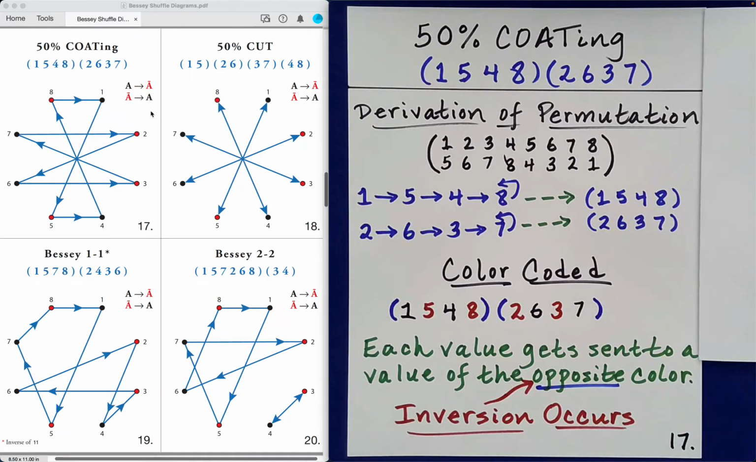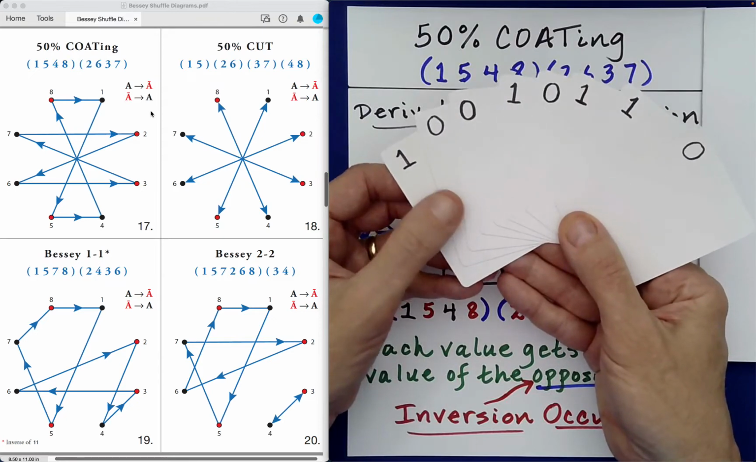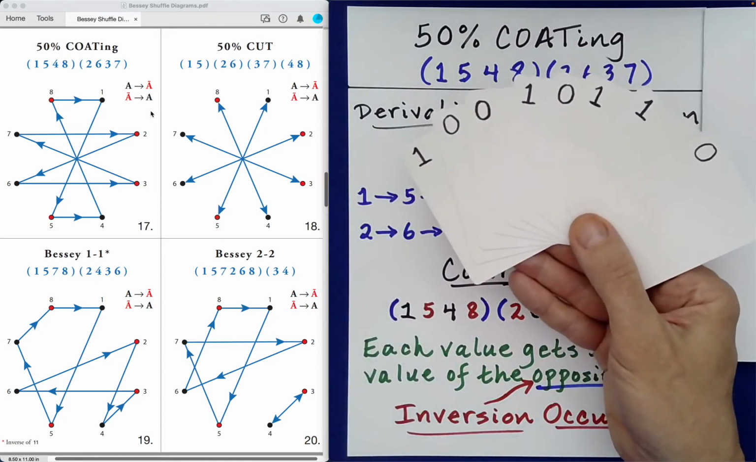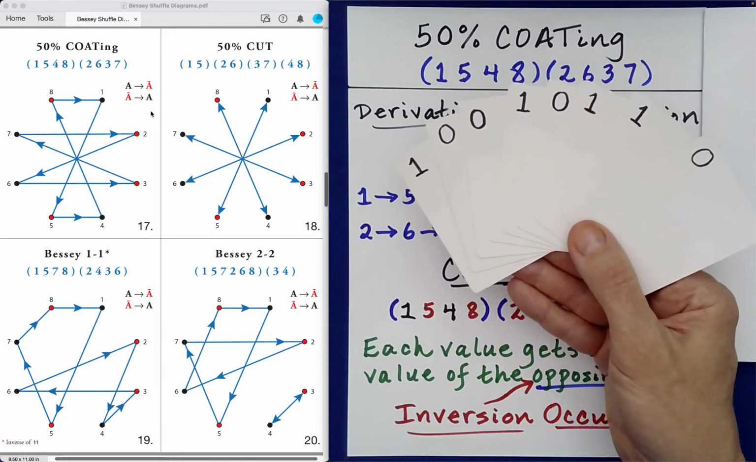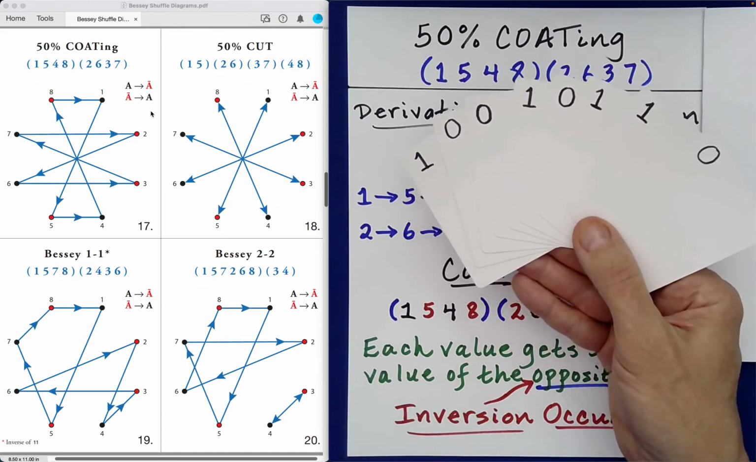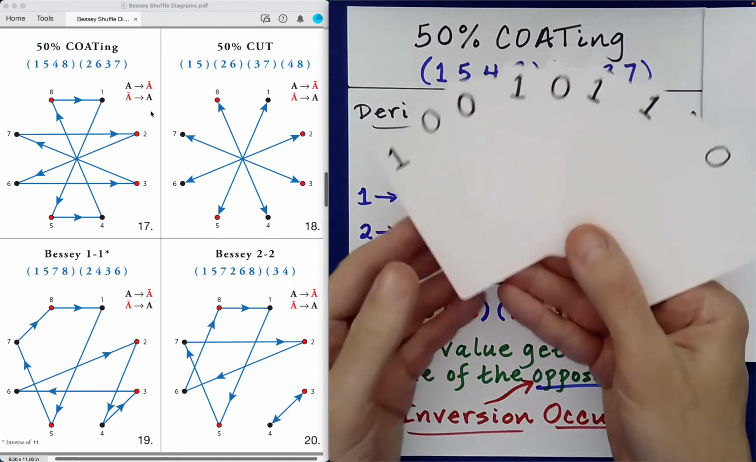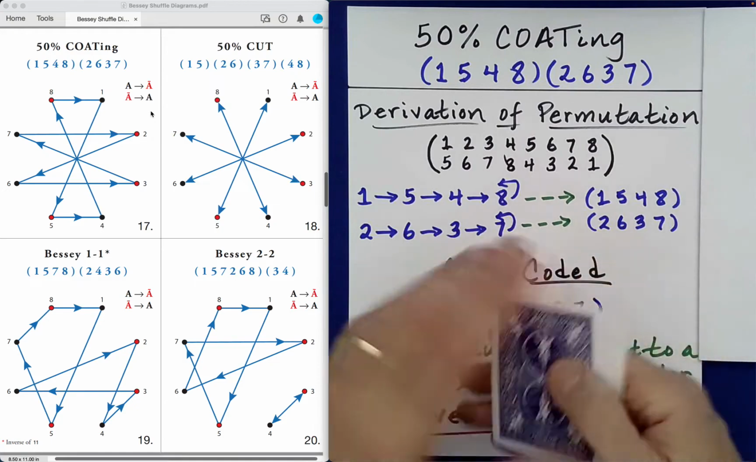So what does that mean relative to a Bessey sequence involving the digits 0 and 1? Well, what it means then is if we perform a 50% cutting of this packet, the 0s and 1s will switch places. So we'll get the inversion. So why don't we quickly just show that.